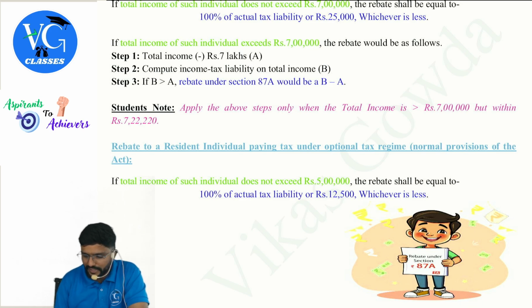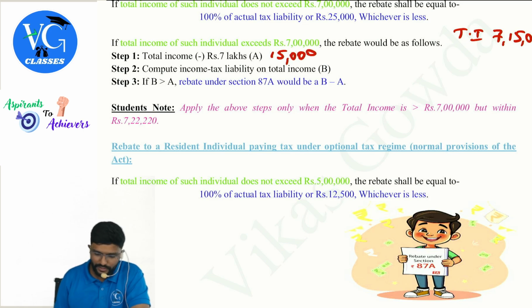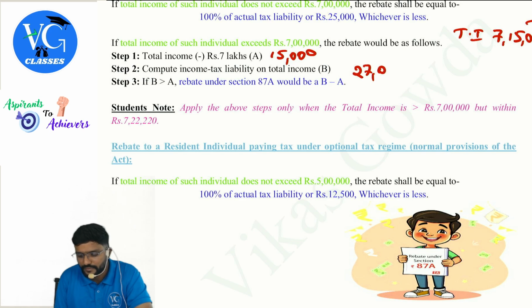Okay, let me explain with a number. Assume guys, my total income is 7 lakh 15,000. So total income minus 7 lakh, how much will you get here? 15,000. Then compute the income tax liability on total income. What is my total income? 7 lakh 15,000. Assume guys, I'm just randomly taking it. My tax liability comes to 27,000.